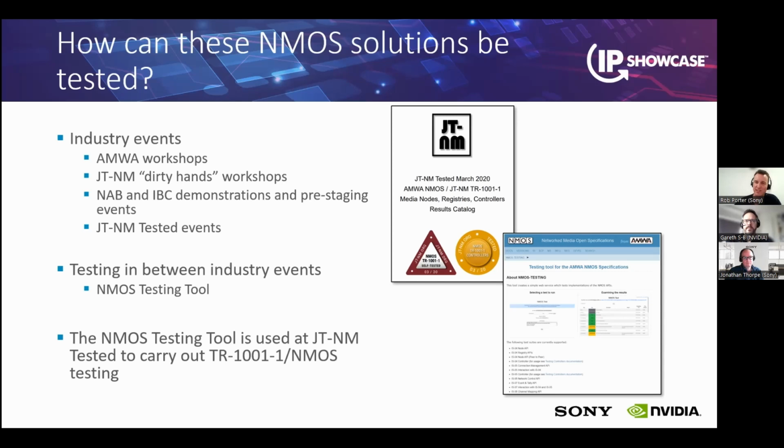So JT-NM Tested was introduced in 2019 as a way for manufacturers to obtain a badge and an entry in a results catalog to say how their solution conformed to the standards and specifications. From the first event in spring 2019, this included data plane testing only, that is ST 2110. From the second event, it also included control plane testing, that is JT-NM TR-1001-1 and AMWA NMOS.